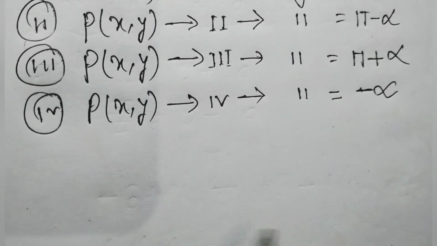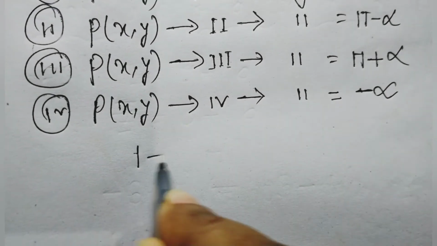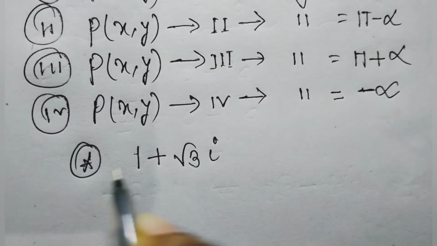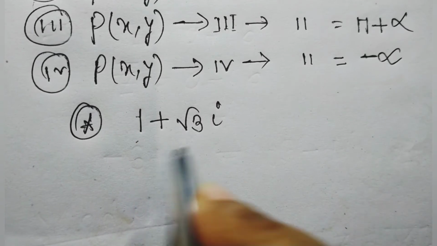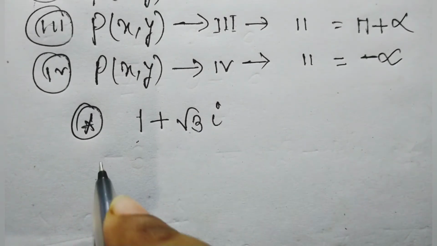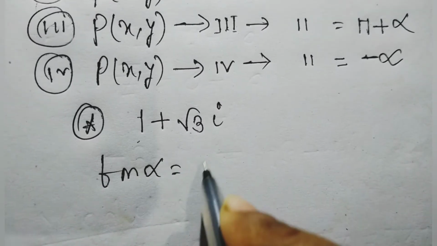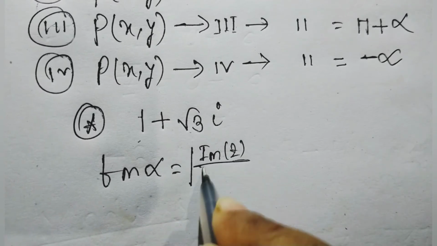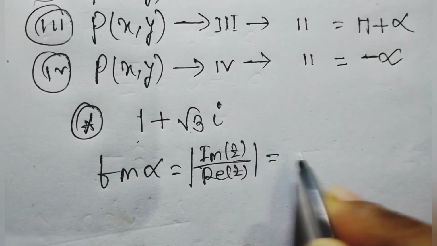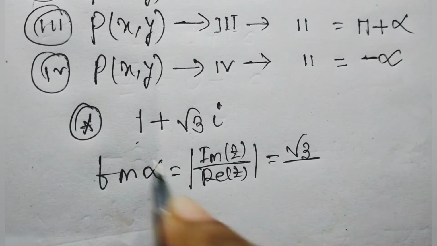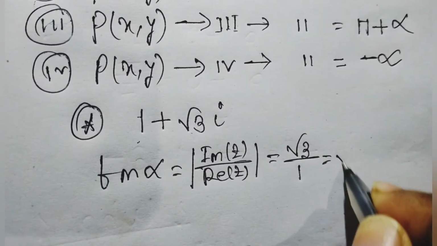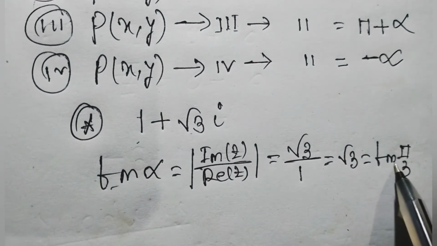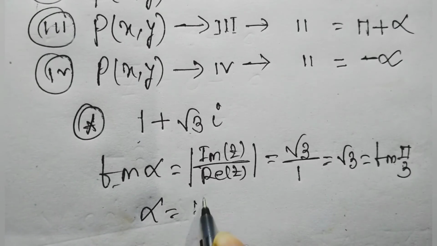Now try to solve a problem. Write the problem: 1 plus root 3 i. Here the real value is 1 and the imaginary value is root 3. So tan alpha is equal to imaginary z by real z, where imaginary z means root 3 and real z means only 1. So root 3 by 1 is root 3, and that is tan pi by 3. So tan alpha is equal to tan pi by 3. Now alpha is equal to only pi by 3.